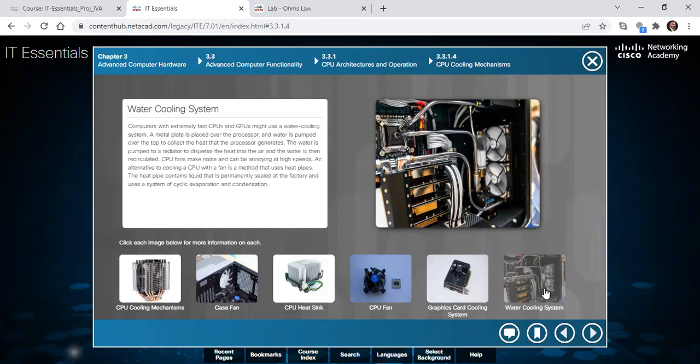A CPU fan makes noise. You hear the fan making noise and it can be annoying at high speeds. An alternative to cooling a CPU with a fan is a method that uses heat pipes. The heat pipe contains liquid that is permanently sealed at the factory and uses a system of cyclic evaporation. You find these in most servers, and it's very expensive. So you find this water cooling system mostly on servers.